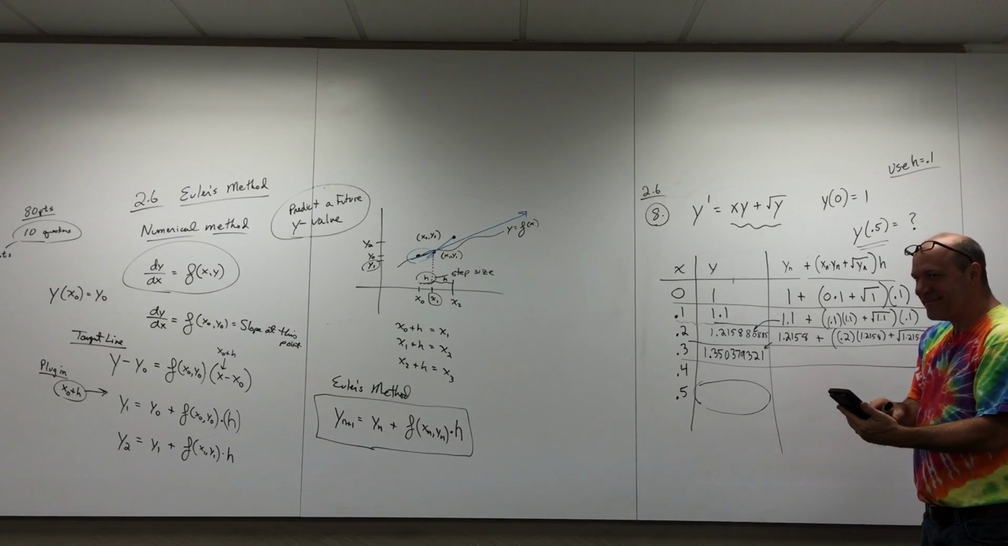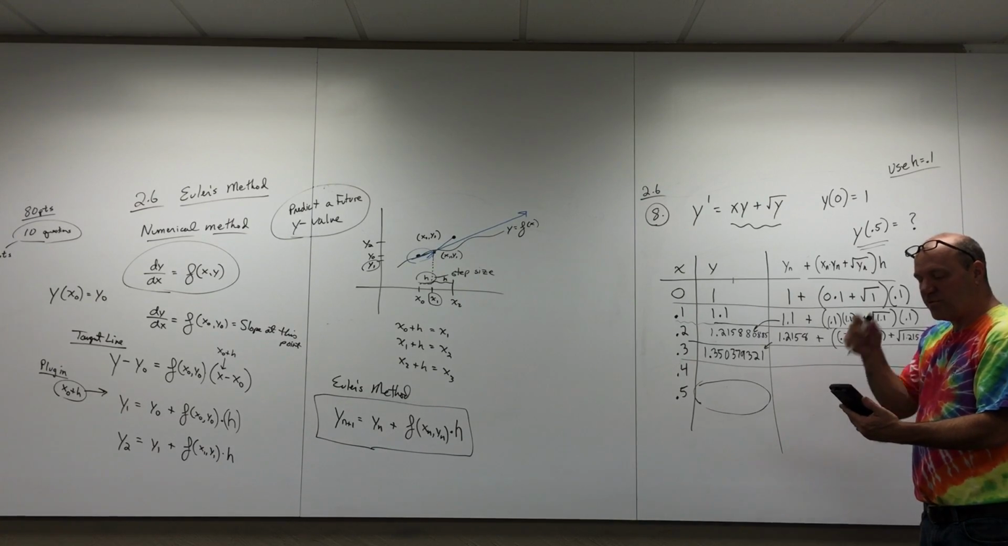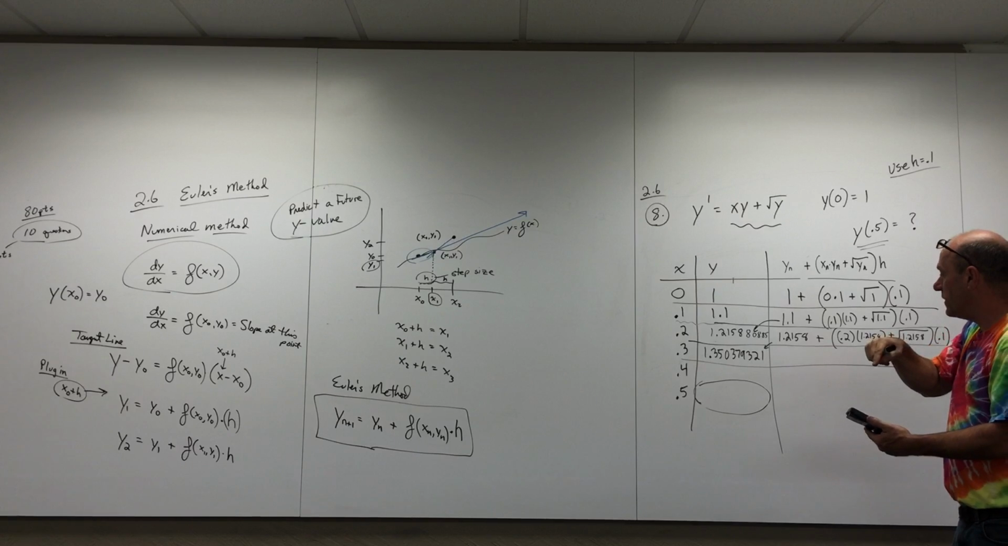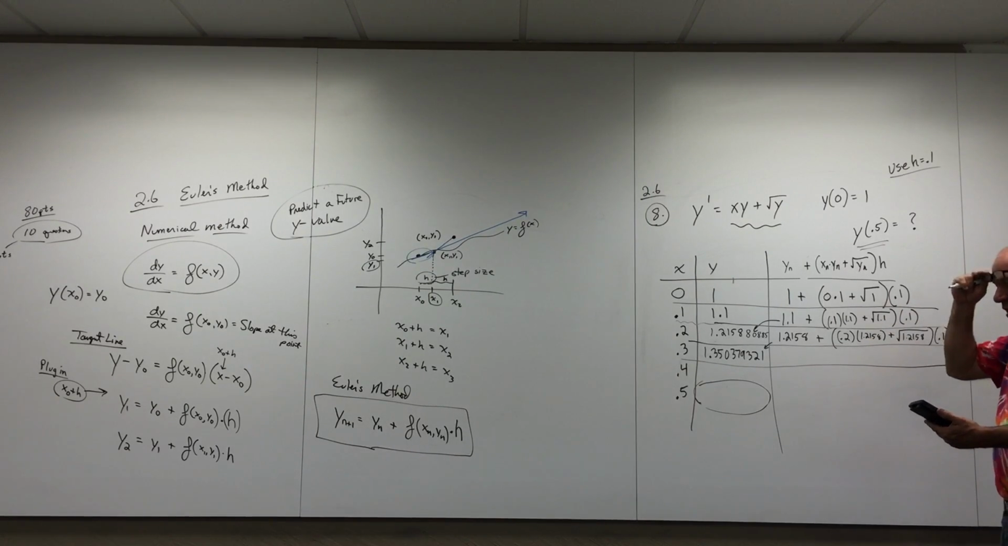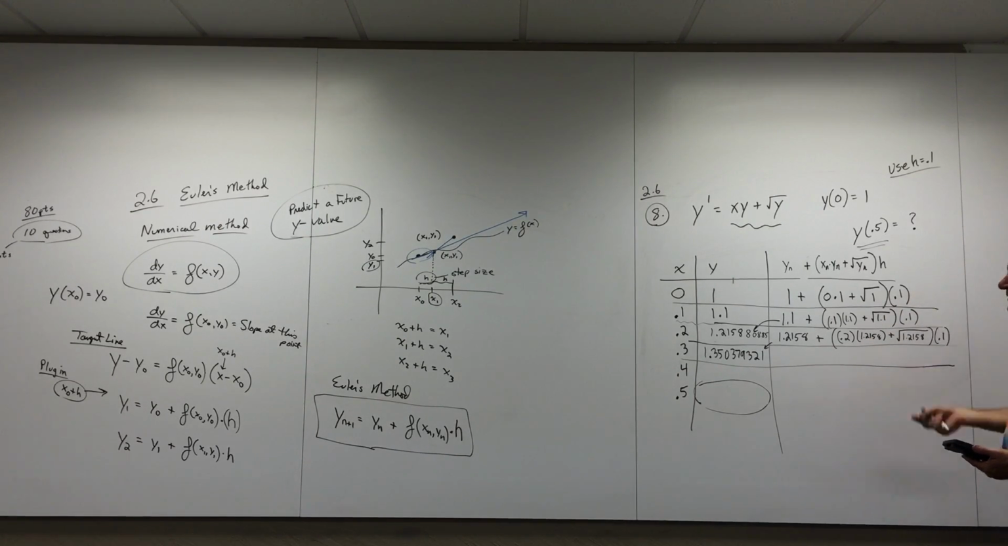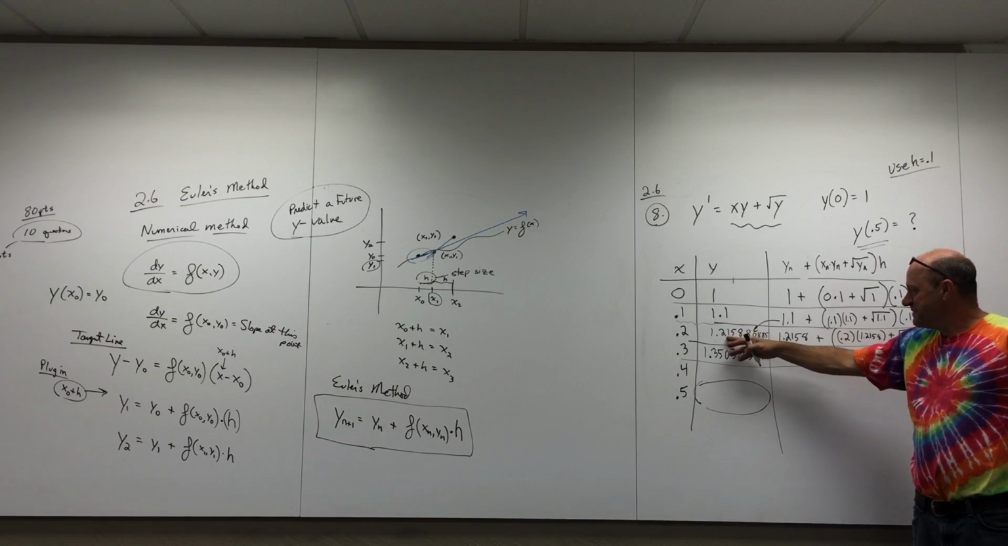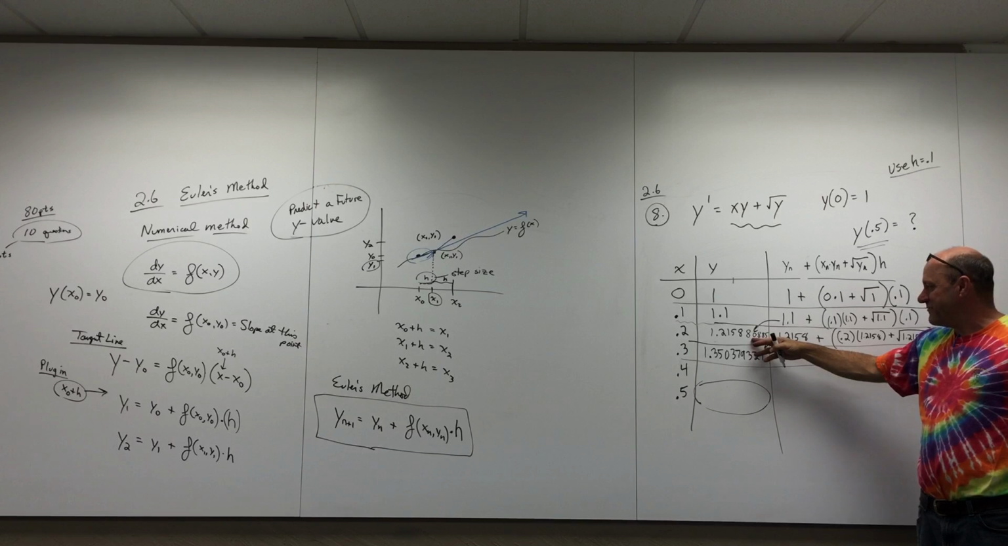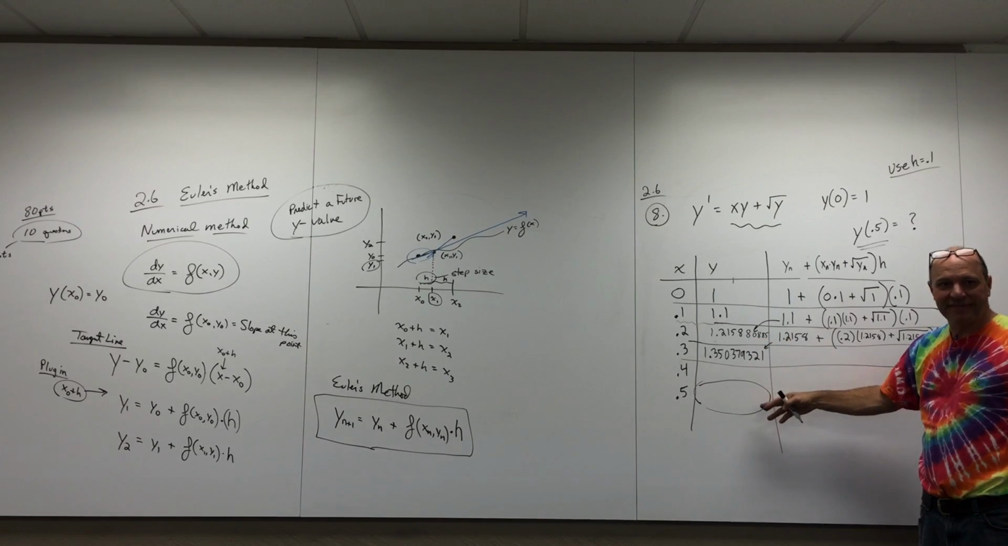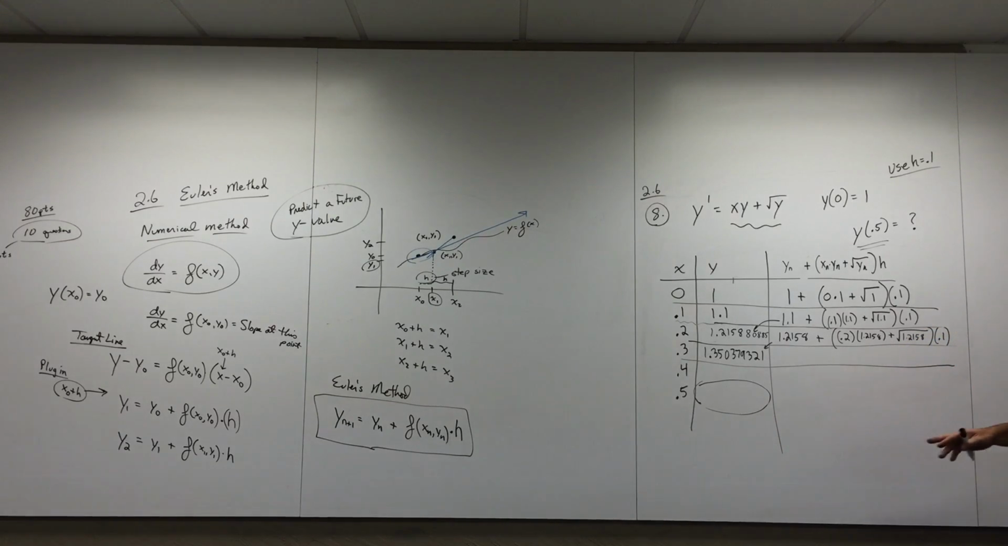But here I go. To predict the next y value, I need to do this y value, 1.2158, plus this slope formula, which is the x times the y plus the square root of that y, all times a 0.1. At least my h is a 0.1 every time. This is going to predict the next y value. Anybody got it?